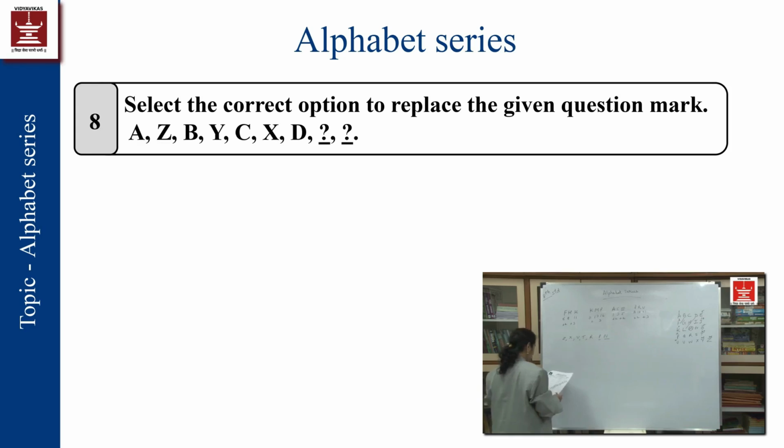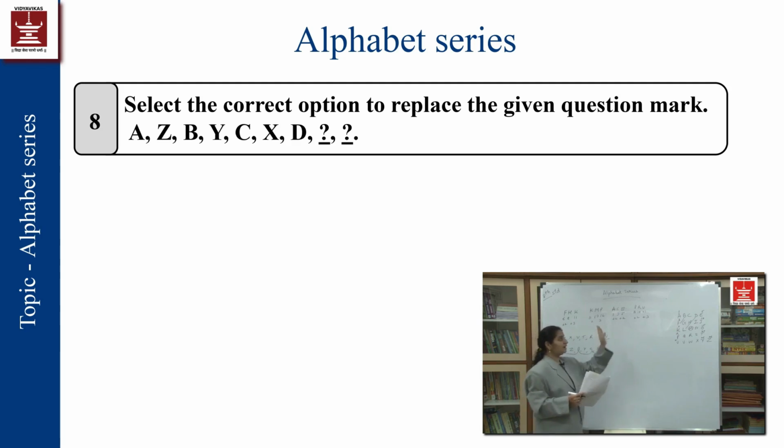Okay, we'll have again one where you will see, just by looking at them, you can find out. It is A, Z, B, Y, C, X, D. Now when you look at them, you will see A, B, C, D. These are from the left hand side. If I see the alphabet series from right and left hand side, A, B, C, D is the series starting from the left hand side, whereas Z, Y, X.